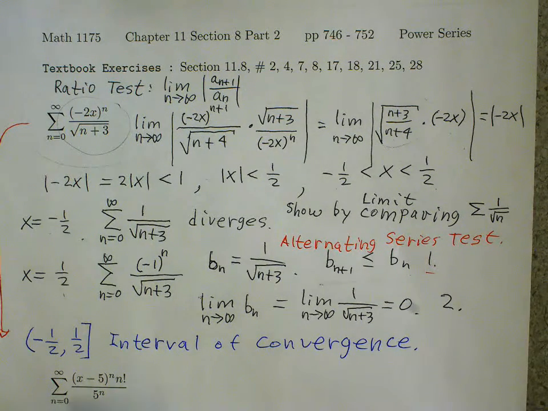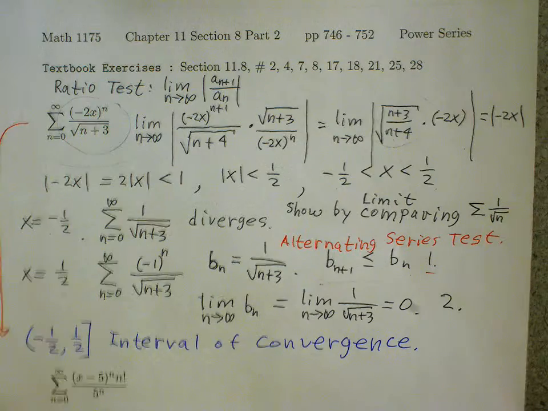The radius of convergence is just 1/2 the length of that interval. So the length of the interval is 1, so the radius of convergence is 1/2. Okay, the next one.